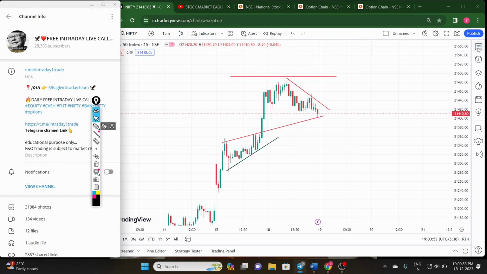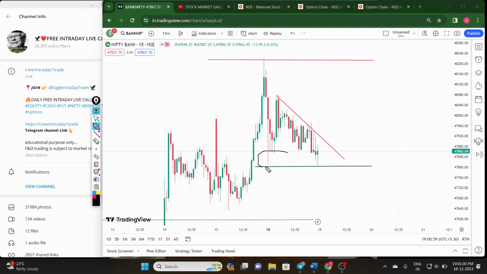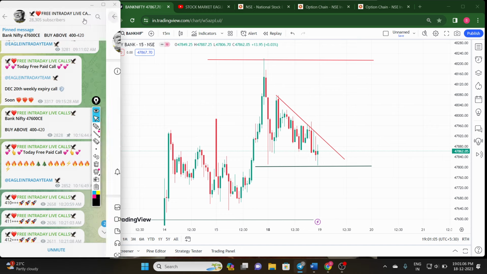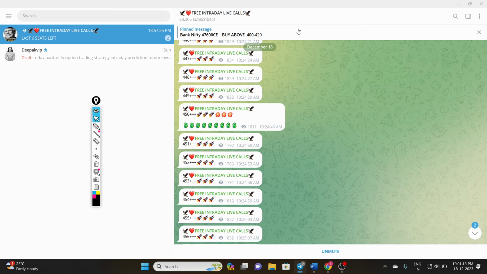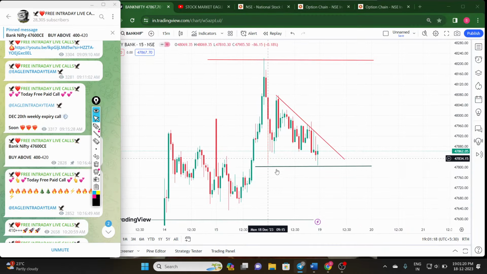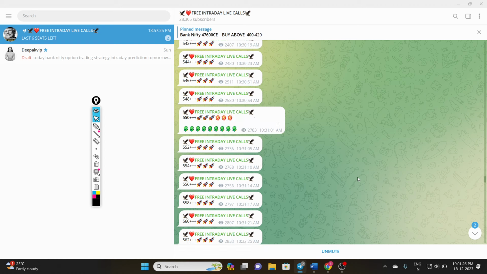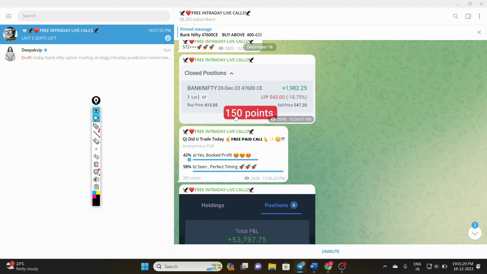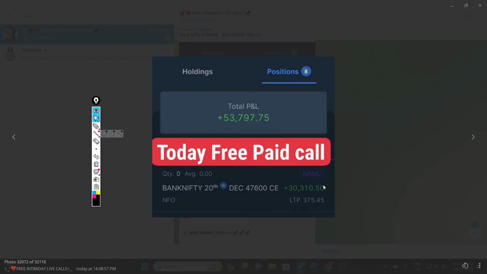And you can observe here, today we gave a Bank Nifty call option. Once the price came to this zone, we took the CE, and the price moved up to the 48,100 zone. This is our Telegram channel, free intraday level calls, daily you will get Nifty and Bank Nifty levels. Today also we suggested 47,600 CE at 400 to 420, at a very good level, a very good entry time. It moved up to 400, 450, 500, 550, 560, 570. So most of them booked very strong profit in the 47,600 CE. And one of the subscribers earned 30,000 profit in today's free call.